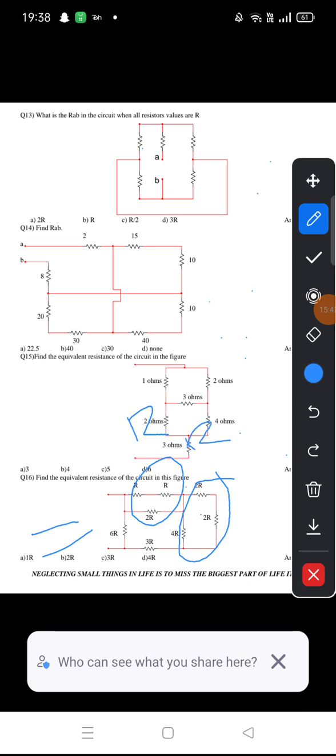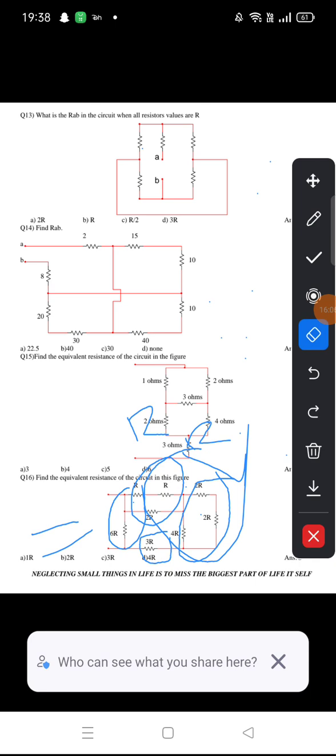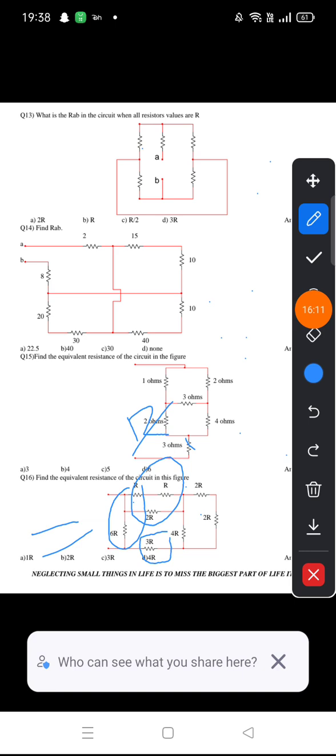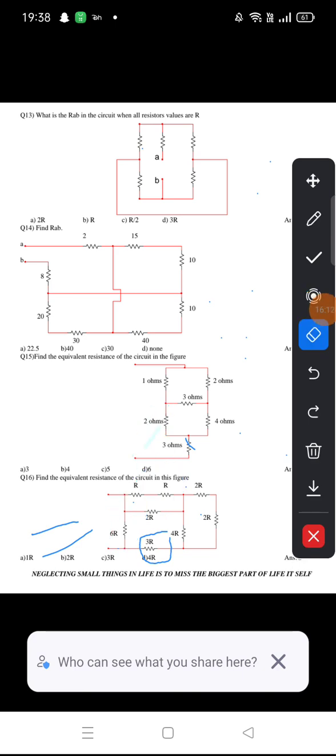After that, this is only a single resistor, and this is only a single resistor. That means R in series with 2R gives 3R, in series with another 3R gives 6R. 6R again in parallel with this 6R, the resultant value will be 3R. In this way we can solve the problems. Okay, thank you all.